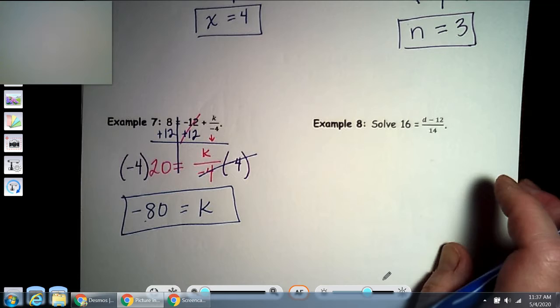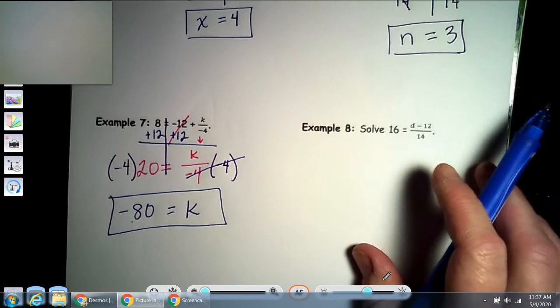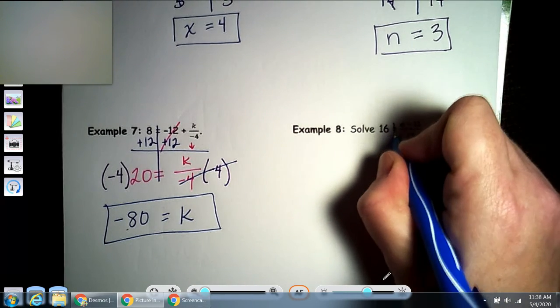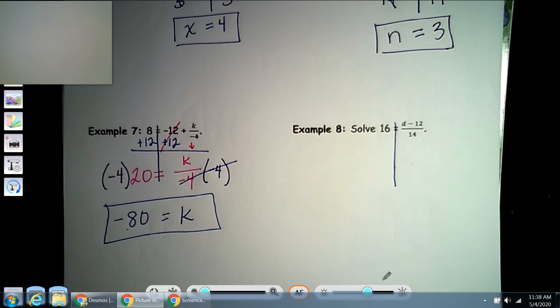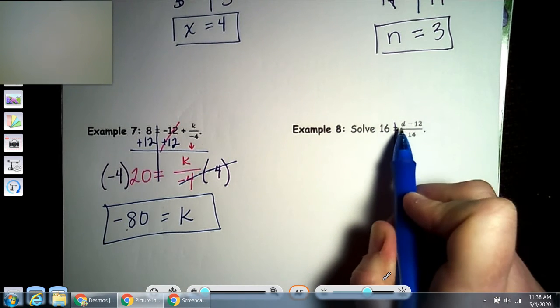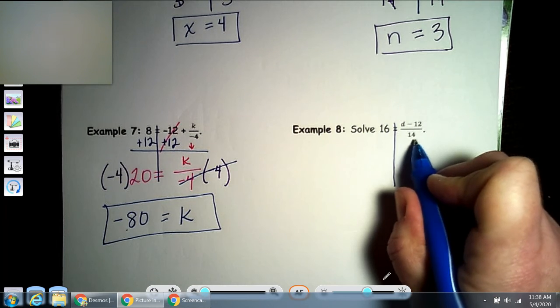And example 8. Okay, this one is a little bit scarier because it's got all kinds of stuff going on in this fraction. All right, but let's start small. Remember our steps. I'm just going to start by putting a line, a wall, where my equal sign is. 16 equals d minus 12 all over 14. So the first thing I'm going to have to get rid of is this 14.